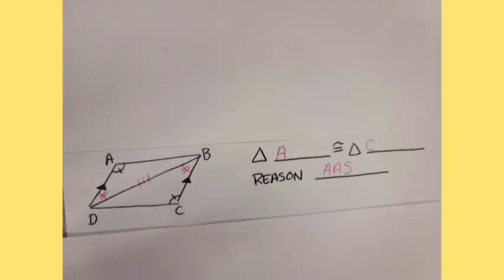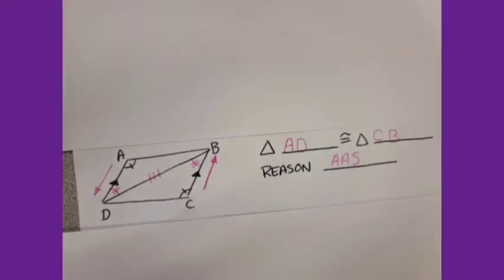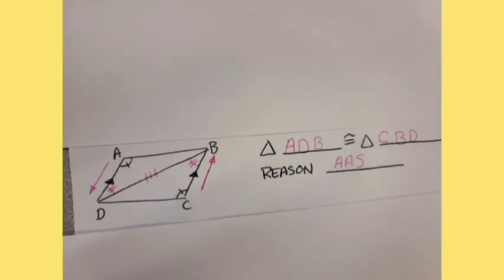So we match up vertex A with vertex C. Then we follow the parallel lines, which give us the points D and B. And then we go to the points B and D, which gives us the triangles ADB and CBD.